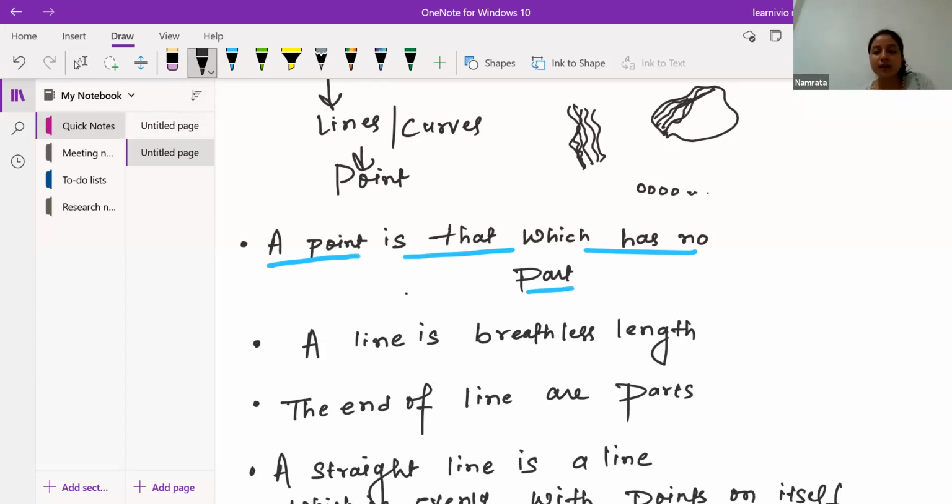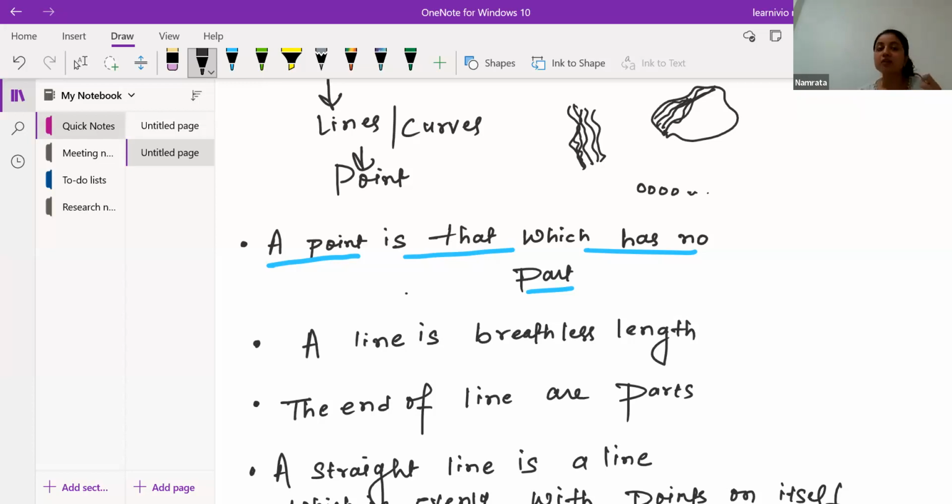It has no part. Does it have any part? No thickness, no length, no breadth. Nothing is there, right? You don't have to make a very big dot so that it will have a width of its own. No, take a very sharp pencil or pen and just give a dot. So it has no part of itself. No part means no length, no breadth, no dimension, no measurement. If I try to measure it, I will not be able to measure it. So that's what the definition says.